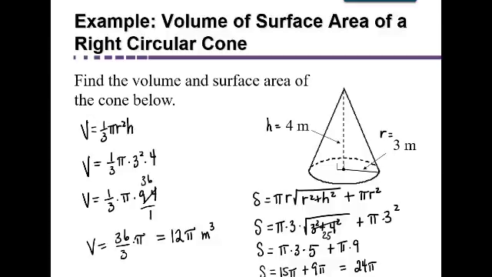And what are the units? Since it's surface area, area is always square units. So 24 pi m squared.